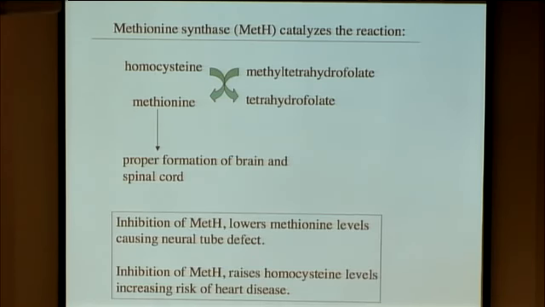Why do you care? Well, methionine is needed for proper formation of the brain and spinal column. It's particularly important that when women are pregnant, they have enough folic acid so that they can make enough methionine. If they do not have enough folic acid, you can have babies born with neural tube defects. Also, as I mentioned before, inhibiting methionine synthase raises homocysteine levels, so you can't do this conversion, and that increases risk of heart disease. High homocysteine levels are actually a really good indicator of whether someone's going to have heart trouble or not.